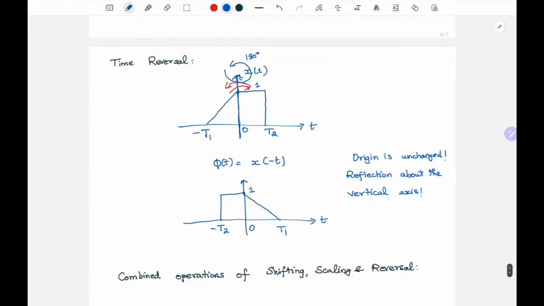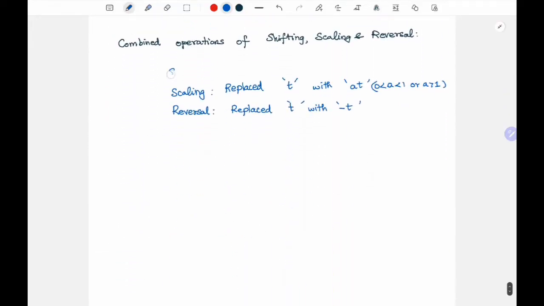So shifting replaced t with t plus or minus b, based on right or left. So the plus is left, minus is right. Okay.